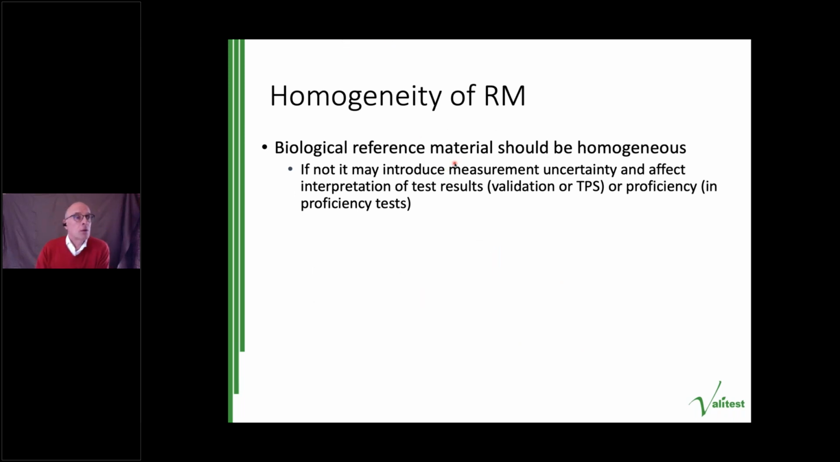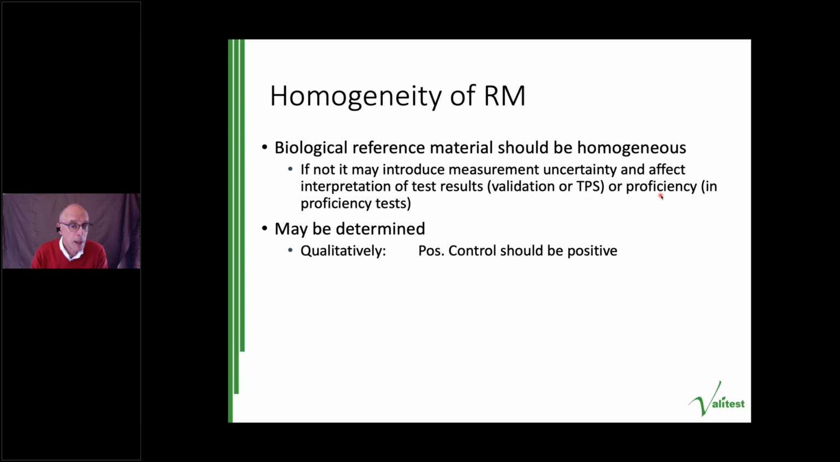Homogeneity is one of the other criteria. It sounds really obvious, but if you want to produce and use reference material, one should assume that it is homogeneous, because if not, you can have different outcomes in different measurements. So it can introduce measurement uncertainties, and obviously that will affect the interpretation of your test results. That can have an effect on the validation or on your test performance studies or on the proficiency of your lab in certain proficiency tests.